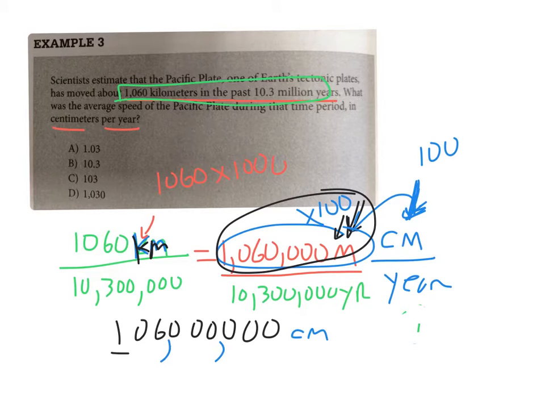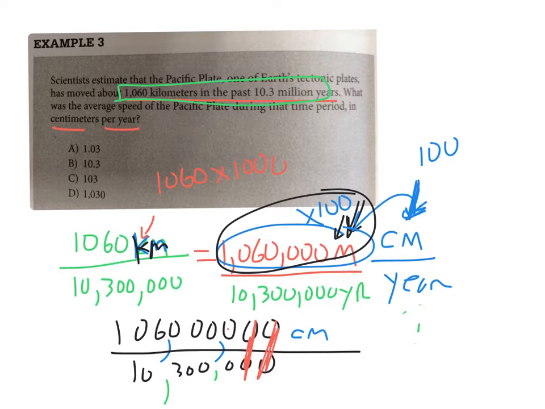So I have 106 million centimeters over 10,300,000 years. And this particular question says, what is that rate? So you have to just reduce this particular fraction here. So I'm going to start canceling some zeros. So here I'm going to have 1,060 over 103.